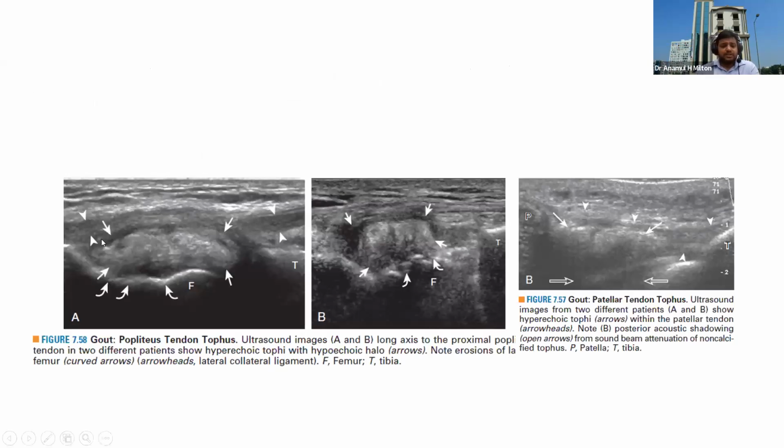So there are some changes of the popliteal tendon due to gout changes. It's not always like this. You can find it on ultrasound, but you can just see these things.